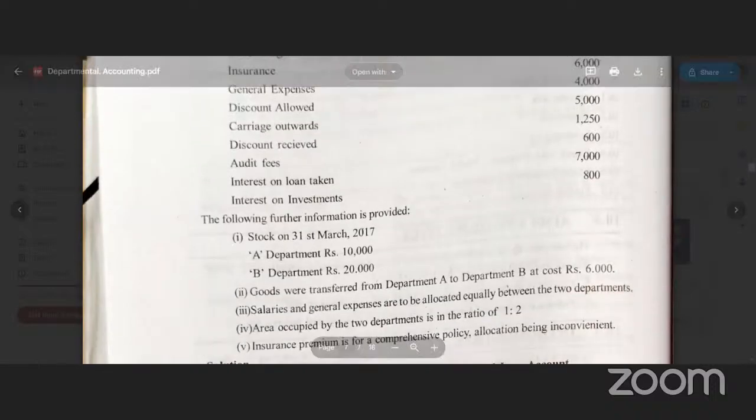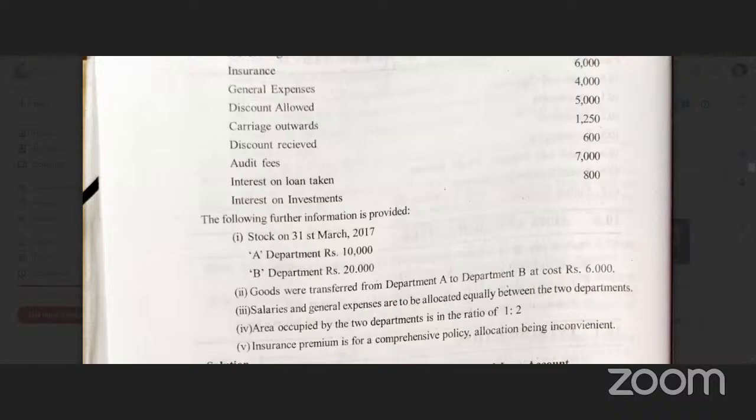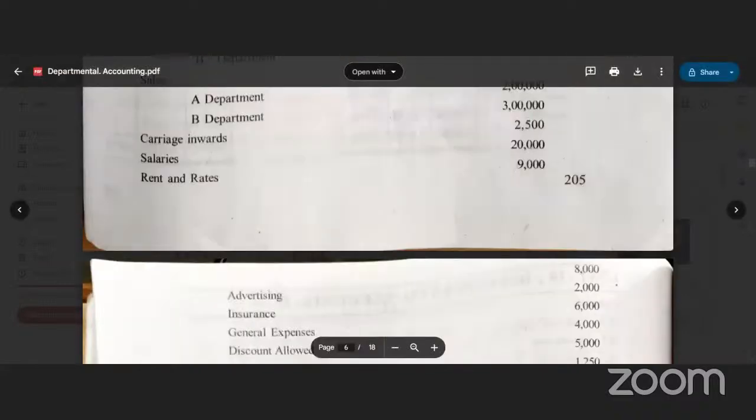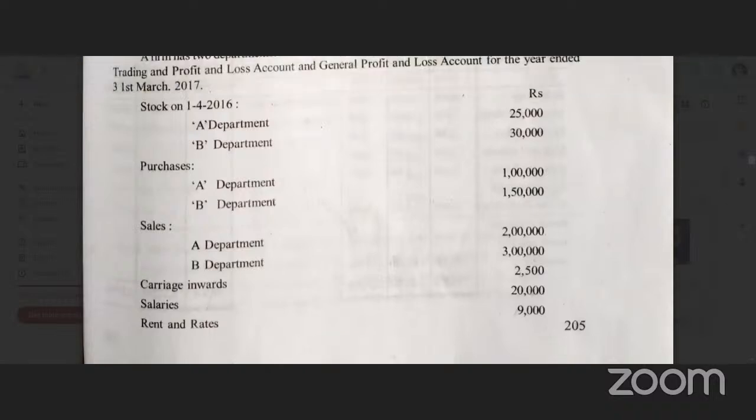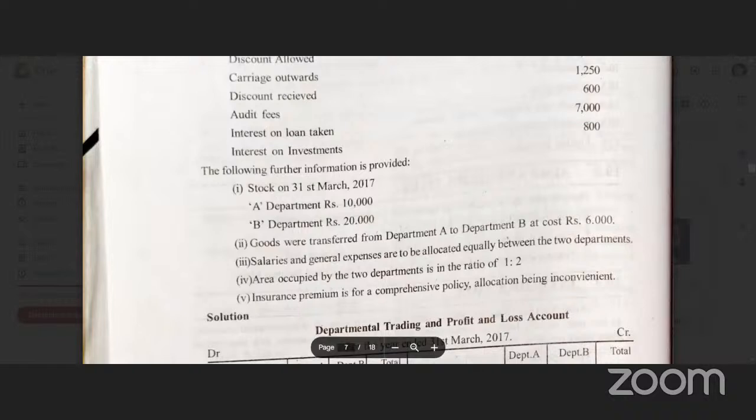Next, carriage outward. Carriage outward is also related to the sales. Carriage outward is nothing but carriage on sales. In your second semester, you worked out final accounts, so there you came across carriage inward and carriage outward. You did that also, no? So carriage outward is based on sales, carriage inward is based on purchases. Inward is nothing but purchases. When you purchase, carriage brings the goods into your business. When you sell, through carriage you send the goods outside. Understood that?